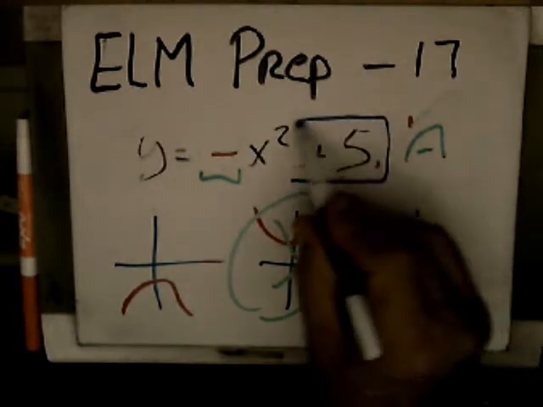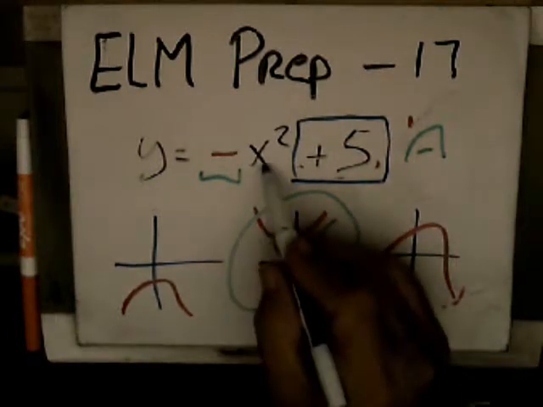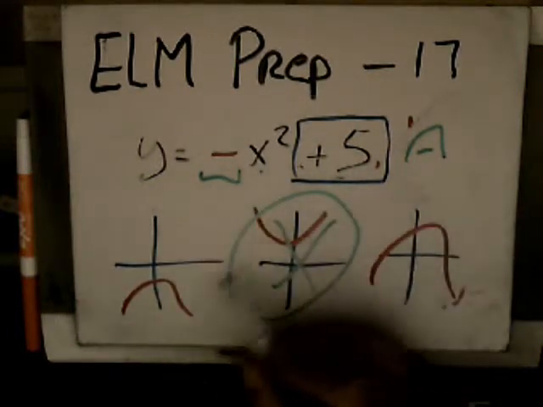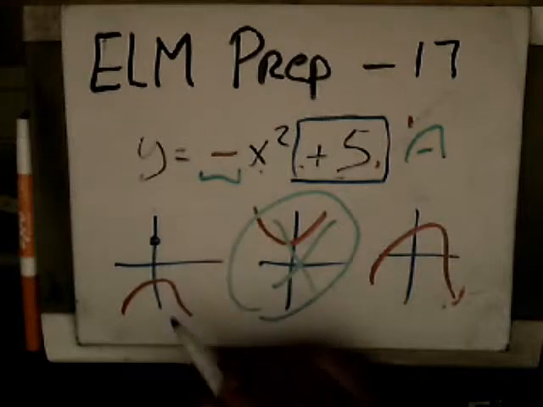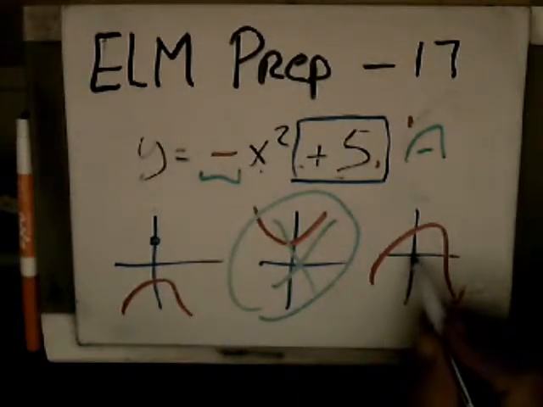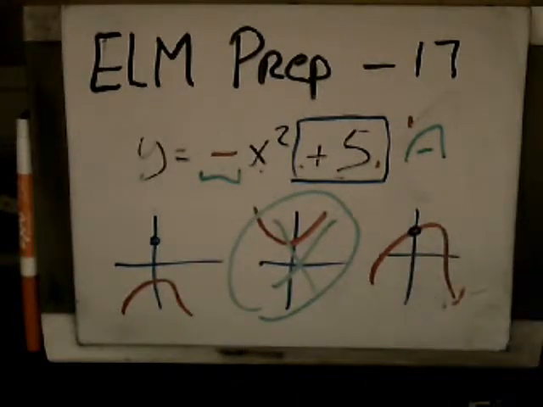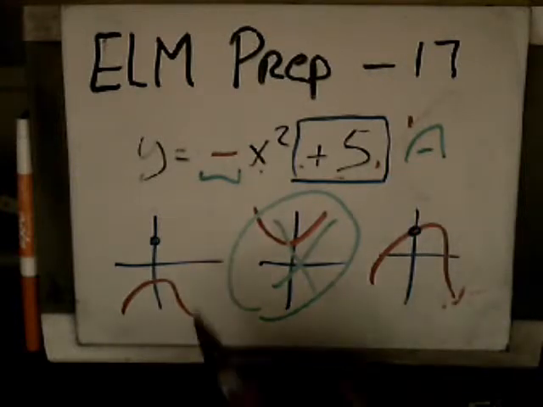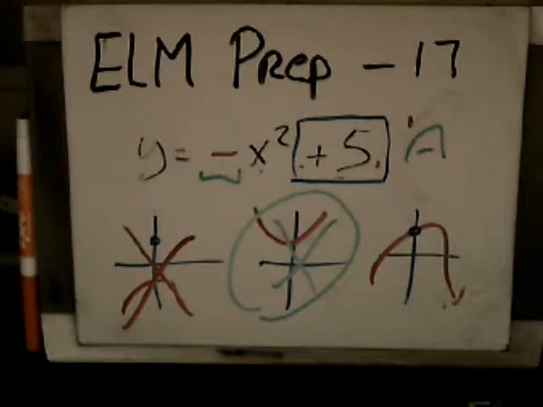I look back here at this plus 5. Well, if x equals 0, y equals 5. X equals 0, y equals 5. That's not on the curve. X equals 0, y equals 5. That is on the curve. So this is going to be my answer. I'm going to throw this answer out. Well, that wasn't too hard.